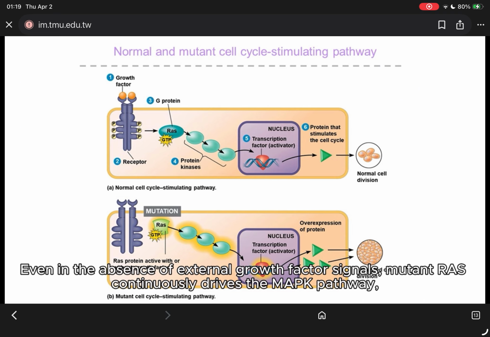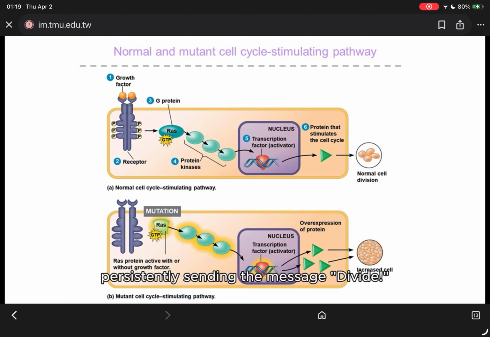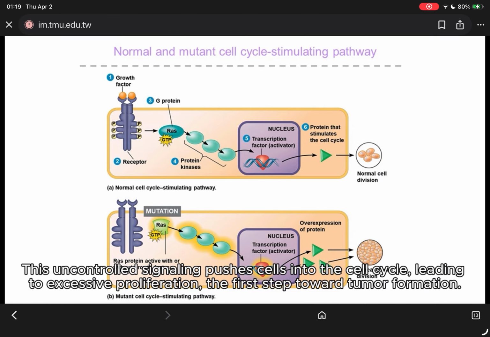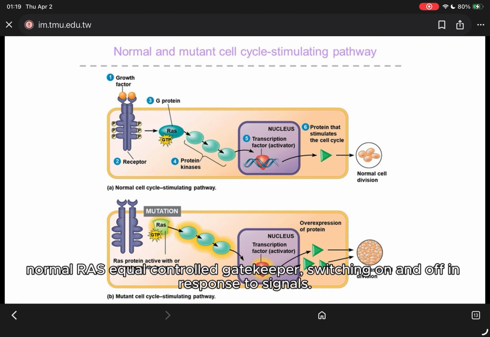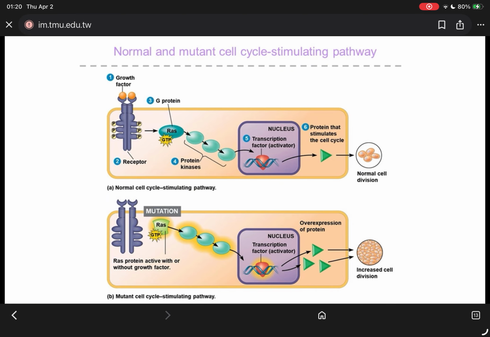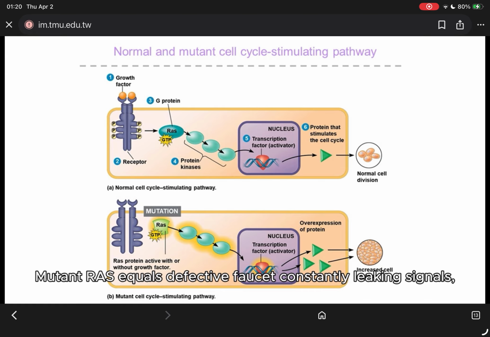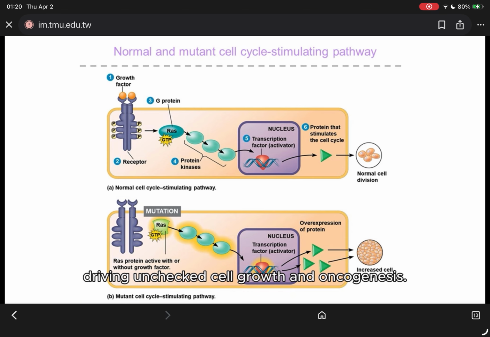Even in the absence of external growth factor signals, mutant RAS continuously drives the MAPK pathway, persistently sending the message, divide. This uncontrolled signaling pushes cells into the cell cycle, leading to excessive proliferation, the first step toward tumor formation. In short, normal RAS equals controlled gatekeeper, switching on and off in response to signals. Mutant RAS equals defective faucet, constantly leaking signals, driving unchecked cell growth and oncogenesis.